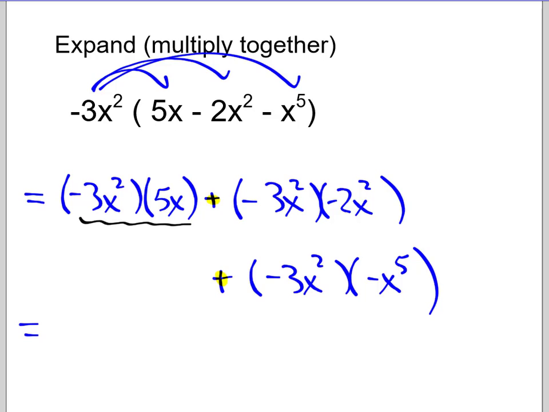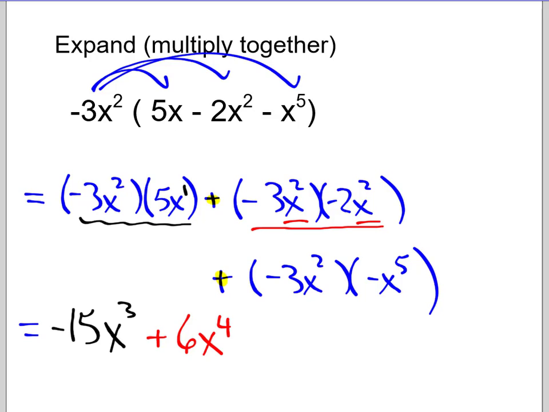Negative 3 times 5 is negative 15. X squared times x is x cubed. Second term, I have a negative 3 times a negative 2. Negative 3 times negative 2 is positive 6. X squared times x squared is x to the 4th.